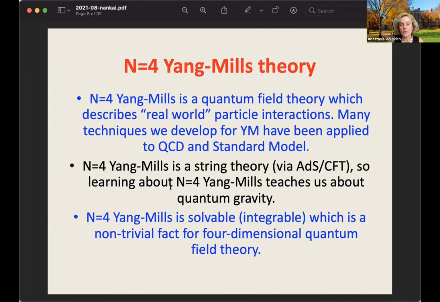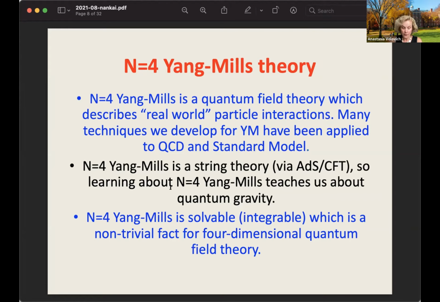Via AdS/CFT, it's also a string theory. And so learning about N=4 Yang-Mills theory teaches us about quantum gravity. And finally, this is a very nice theory. It's solvable and integrable. It has a lot of symmetries. And this is a very non-trivial fact for a 4-dimensional quantum field theory. So my talk today will be about N=4 Yang-Mills theory.